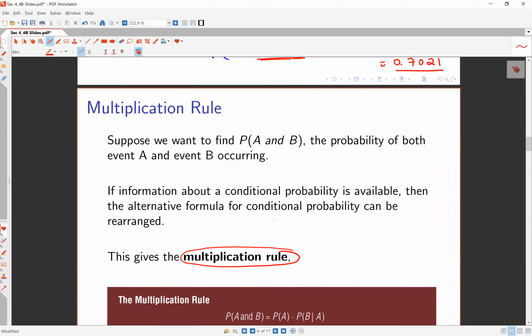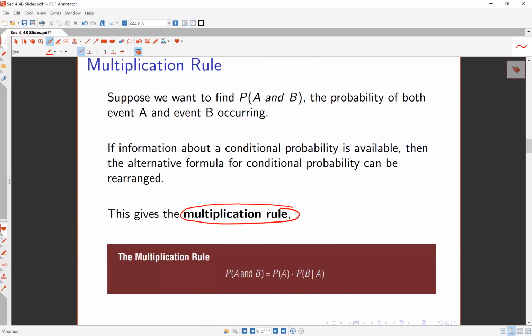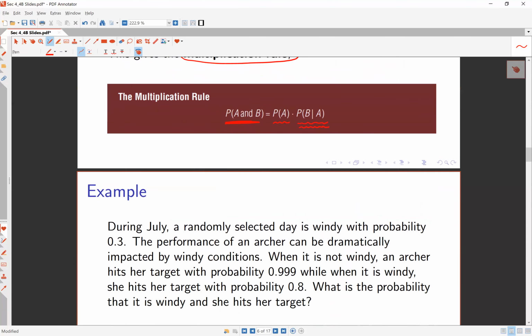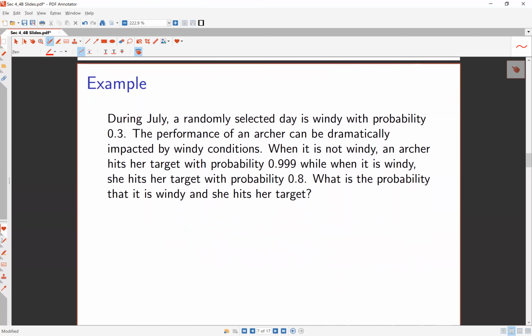So the multiplication rule is a way to calculate the probability of an AND statement if I have the probability of one of the events on its own, and I have the conditional probability of the other event conditional on the first. And if I multiply those two numbers, it gives me the probability of the AND statement. Let's see how that works.